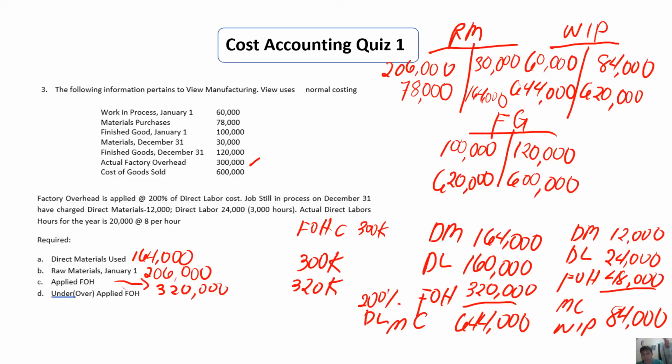In this case, sumobra po tayo ng application kasi yung na-apply natin ay 320,000 pesos, pero yung actual is 300,000 pesos lang. Therefore, meron tayong over application ng 20,000 pesos. Ang sagot natin sa letter D ay 20,000 pesos over application. Nilagyan natin ng open close parenthesis just to make sure na kapag i-close natin yan, babawasan dapat ang ating cost of goods sold if the variance or over application is immaterial.